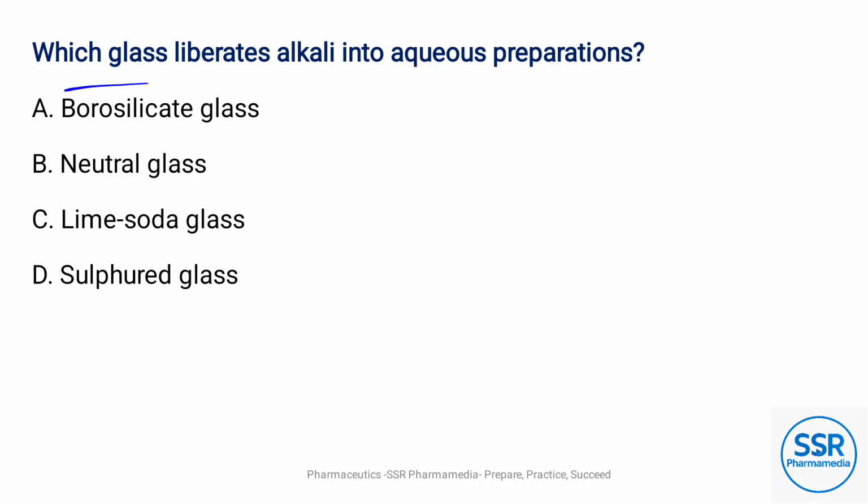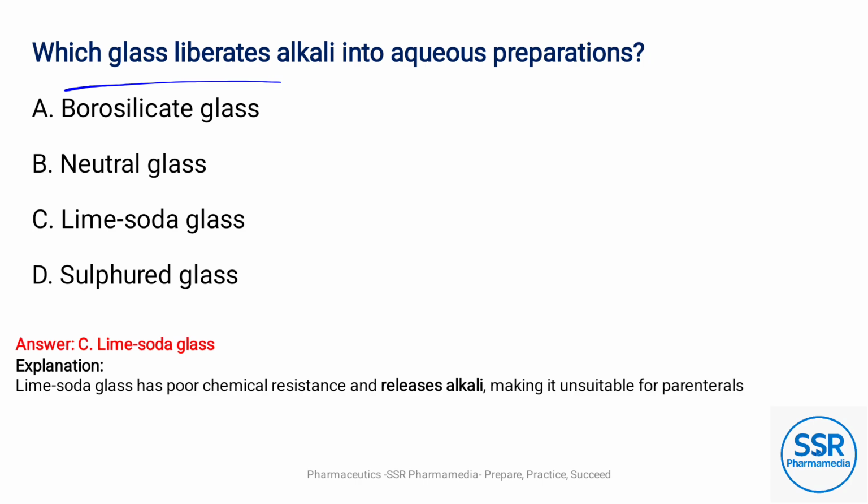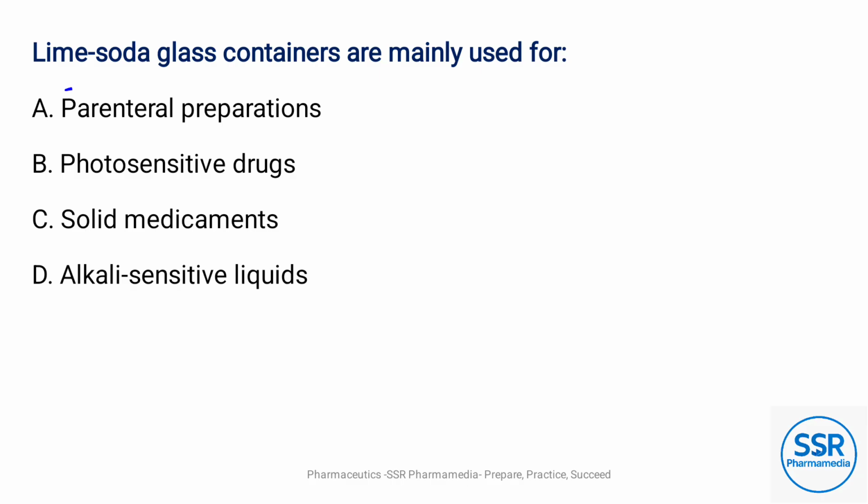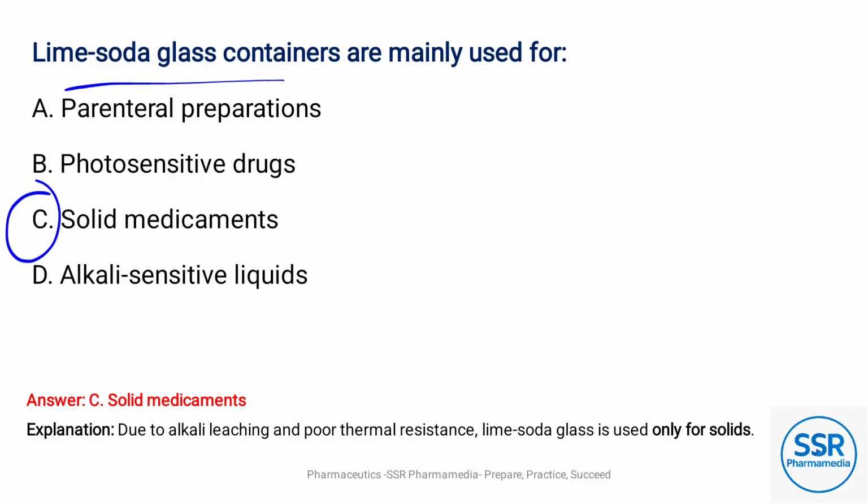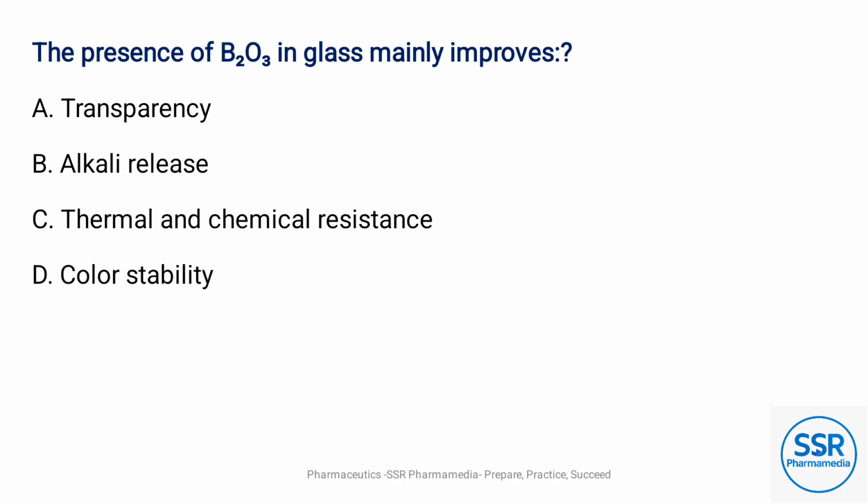Moving to the questions. Which glass liberates alkali into aqueous preparations? Option C, lime soda glass. Lime soda glass has poor chemical resistance and releases alkali, making it unsuitable for parenterals. Soda lime glass containers are mainly used for option C, solid medicaments. Due to alkali leaching and poor thermal resistance, soda lime glass is used only for solid products.